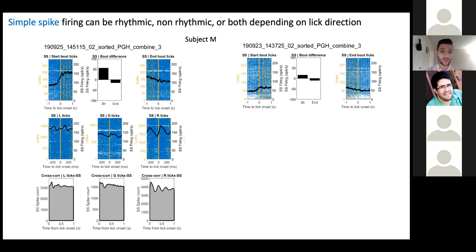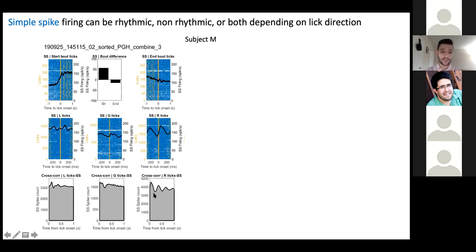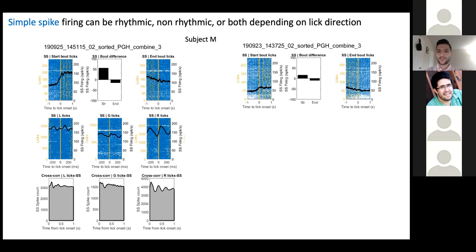And immediately what you can see is, for the rightward licks, just really beautiful oscillations that seem to indicate that the cell is bursting rhythmically at lick onset. The same can somewhat be said for grooming licks and leftward licks. However, the rhythmicity of that firing is far less impressive and far less apparent, I would say. This is consistent across units that I've recorded from.